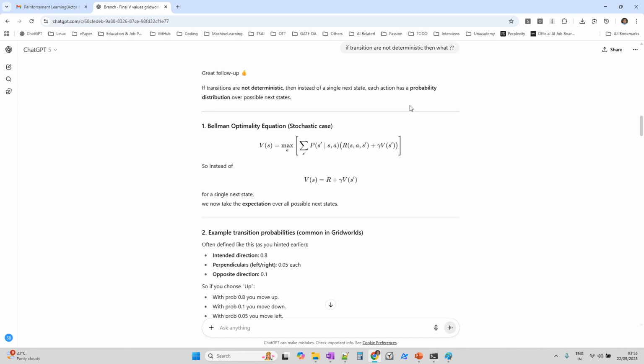Today we will try to see the grid problems in reinforcement learning. So how the value function across iterations is updated, that particular thing we will see. We will see it for two particular cases.